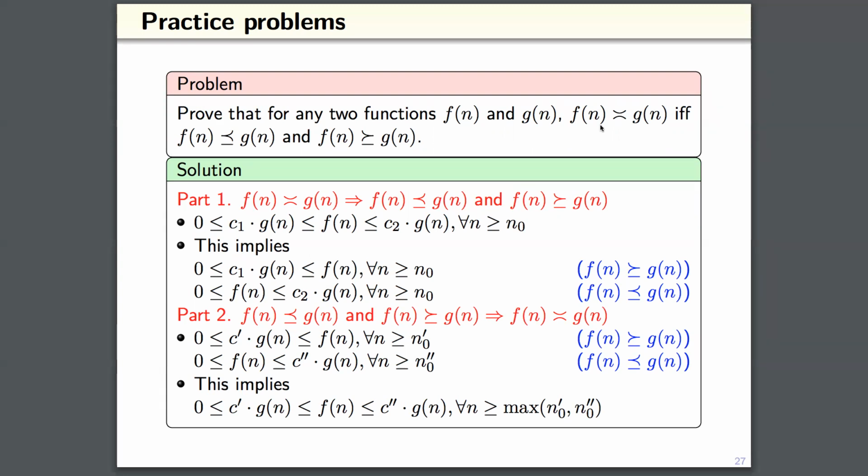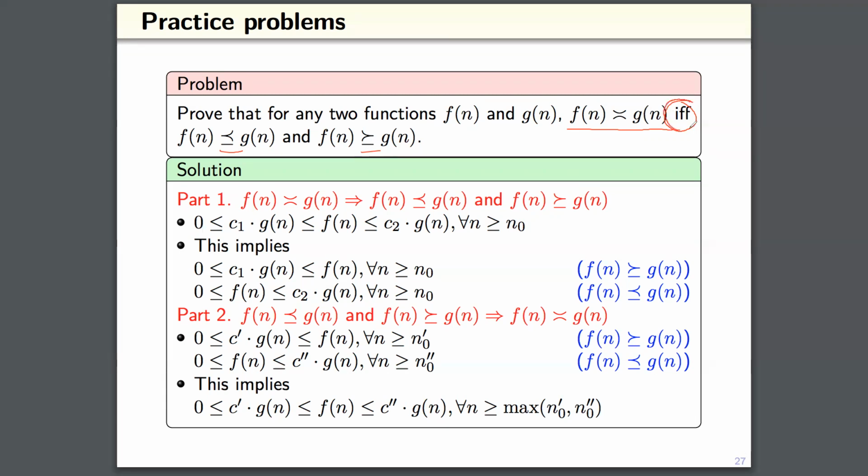Okay, given two functions, f of n is asymptotically equal to g of n, if and only if, IFF means if and only if, f of n is asymptotically less than or equal to g of n. Okay, from now onwards, I will just say less than or equal to, greater than or equal to to save time. Okay, f of n is greater than or equal to g of n, right? So how should we prove this?